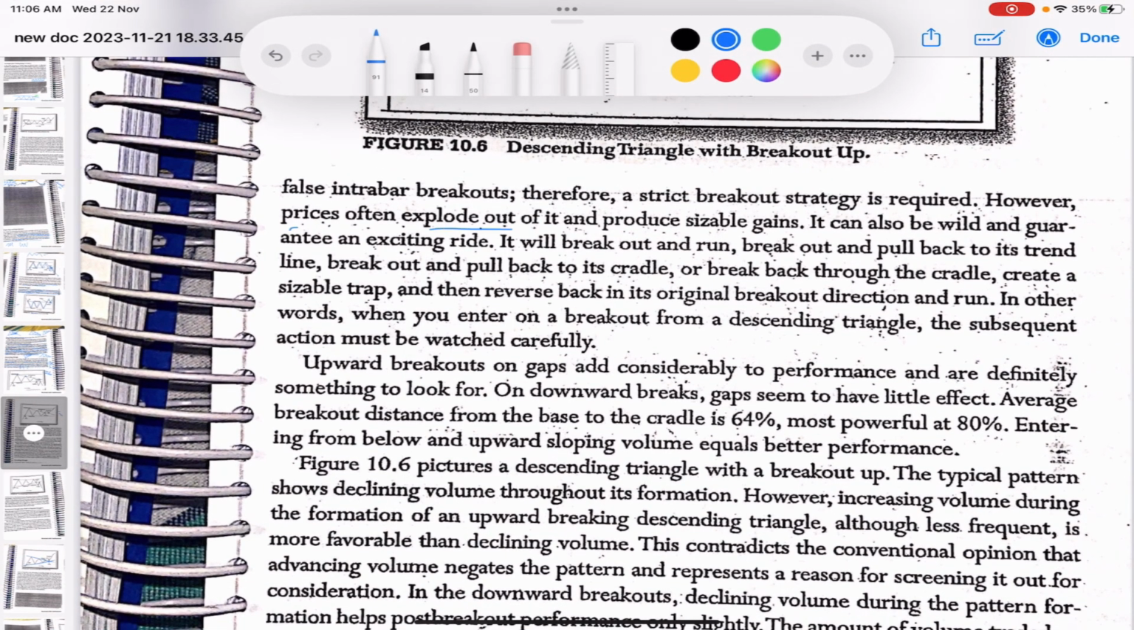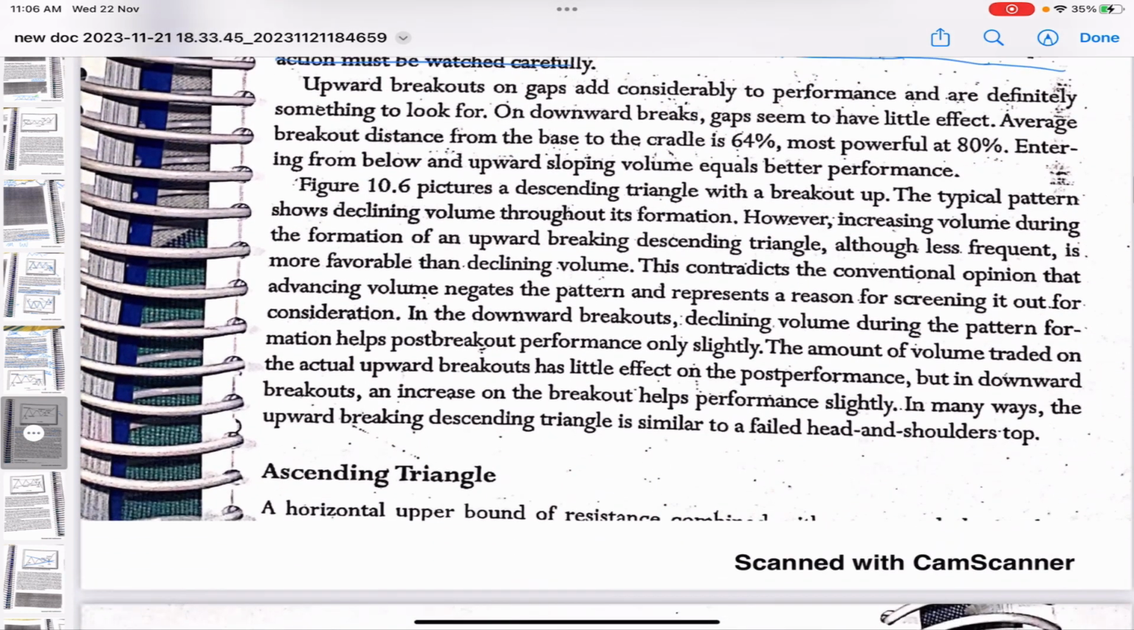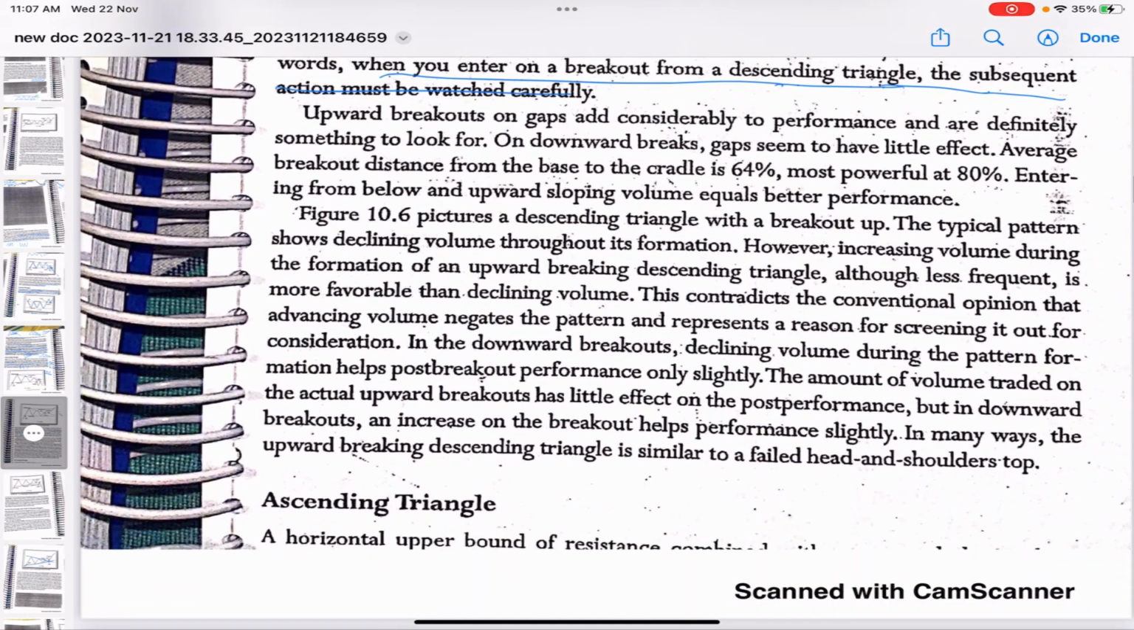However, prices often explode out of it and produce sizable gains. It can also be wild and exciting, where it will break out and run, break out and pull back. So anything can happen. You need to enter on a breakout from a descending triangle. The subsequent action must be watched carefully and you need to really manage your risk.